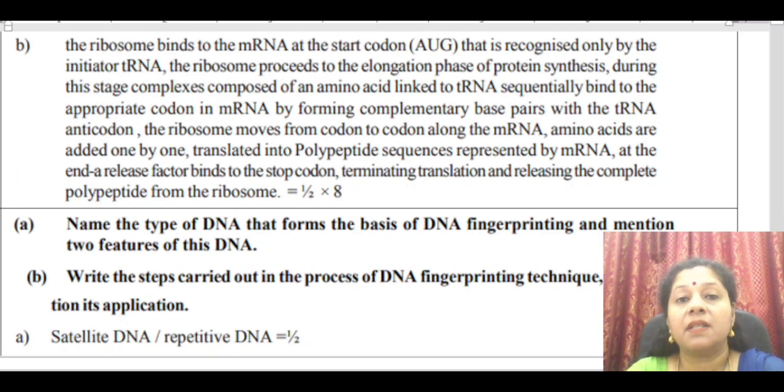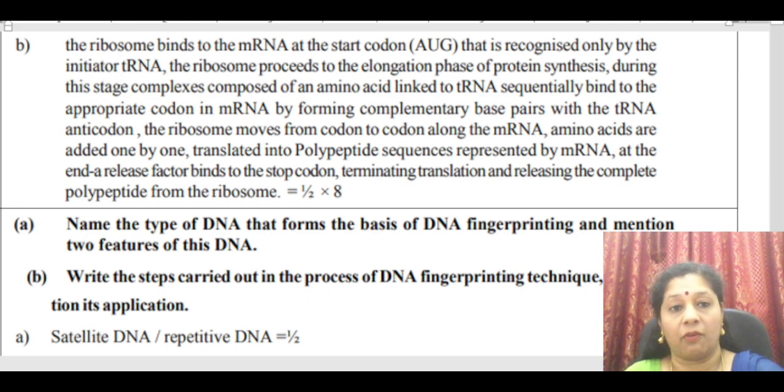Explain the events that occur in ribosomes during translation in prokaryotes. The third process in the central dogma is translation, where from a mature, processed mRNA, the protein is formed. The ribosome is the protein factory, right? Ribosomes bind to the mRNA at the start codon, AUG, that is recognized only by the initiator tRNA. The ribosome proceeds to the elongation phase. Once initiation starts by binding of the initiator tRNA with the AUG codon of the mRNA, the two subunits of the ribosome also come and attach, and the process starts.